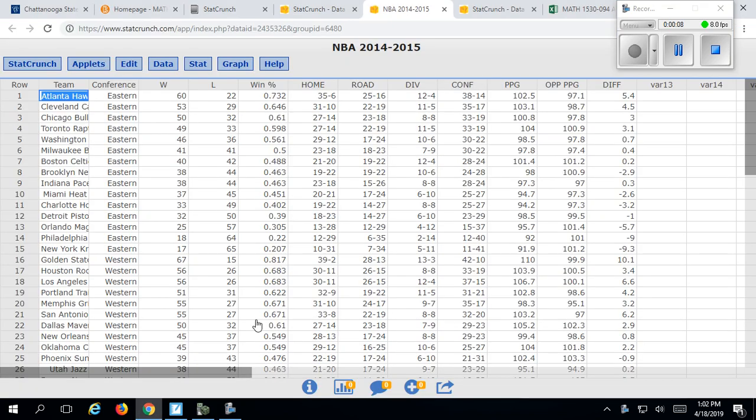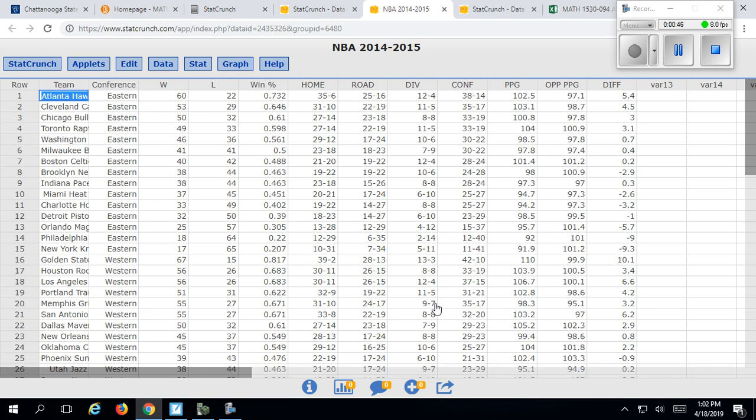All right, so this data has every NBA team, their wins and losses for this season, their winning percentage, their records for home, road, division, conference, points per game. That's what PPG is, points per game. Opponents' points per game, so that's how many points they're allowing the other team to score. And then we have this differential, which is just the points per game minus the opponents' points per game. So this is their average margin of victory, we would say.